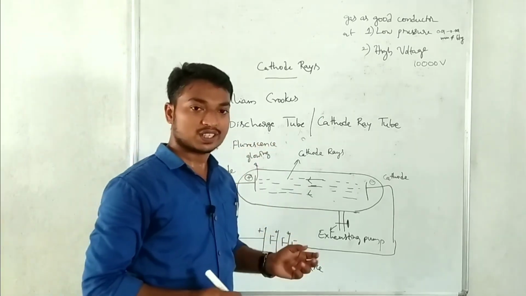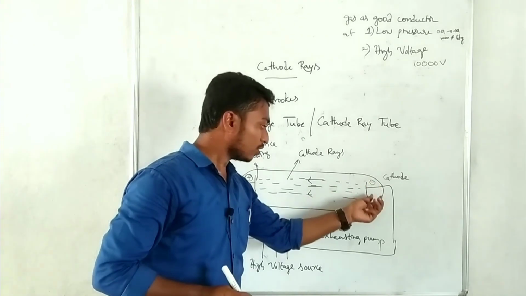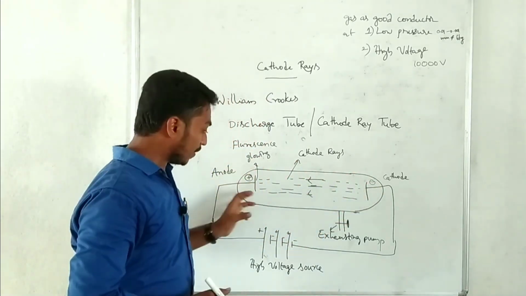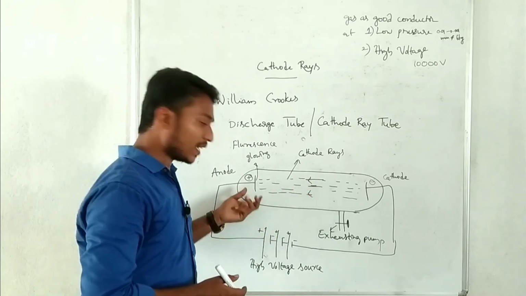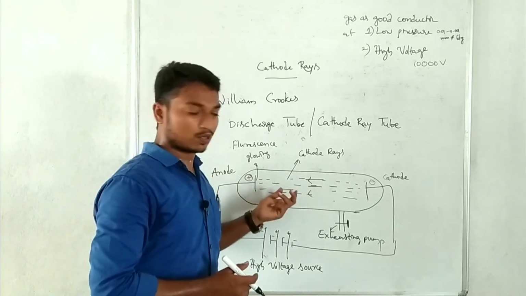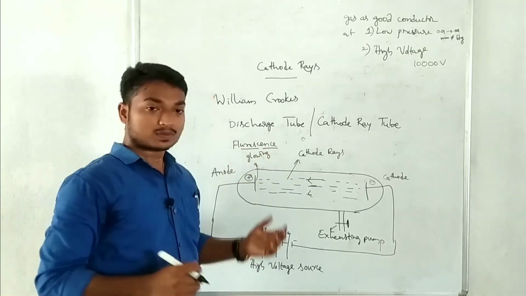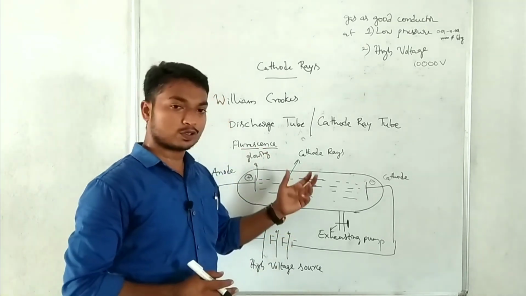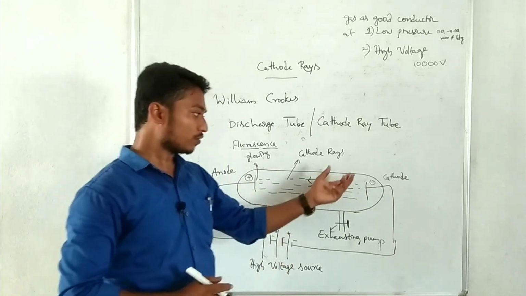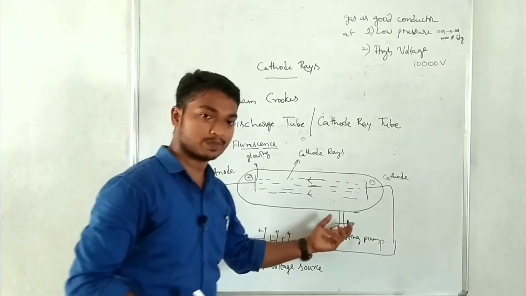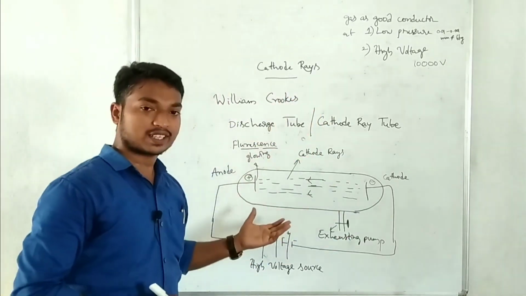By applying high voltage and low pressure, when cathode rays come from the cathode and fall on the anode, the plate will start glowing. This phenomenon is called fluorescence. By this experiment, William Crookes found the cathode rays. The rays which are coming from the cathode are nothing but cathode rays.